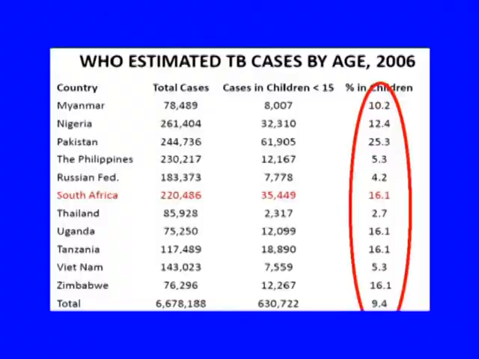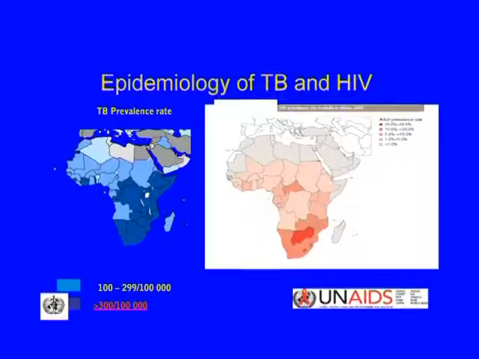Even given the limitations of what we've had in the past for diagnosing TB, the estimates are that pediatric TB, if you just focus on South Africa, accounts for about 16% of the overall caseload in the country. And that's very high, one in five children, and is probably an underestimate given the limitations in terms of diagnosis. And we also know the problem of TB and HIV, and that the epidemic of TB mirrors the epidemic of HIV, so the areas with highest TB prevalence are also the areas with highest HIV prevalence.